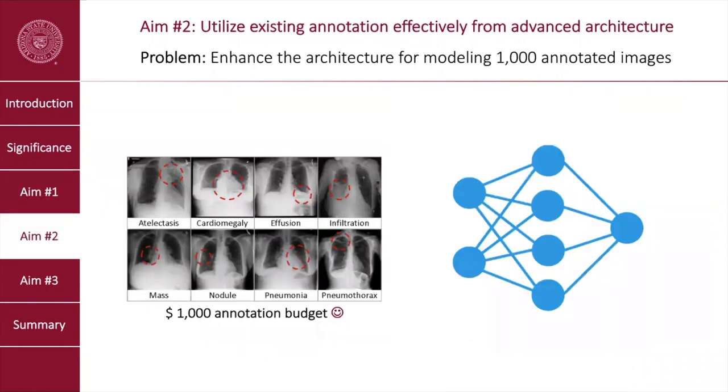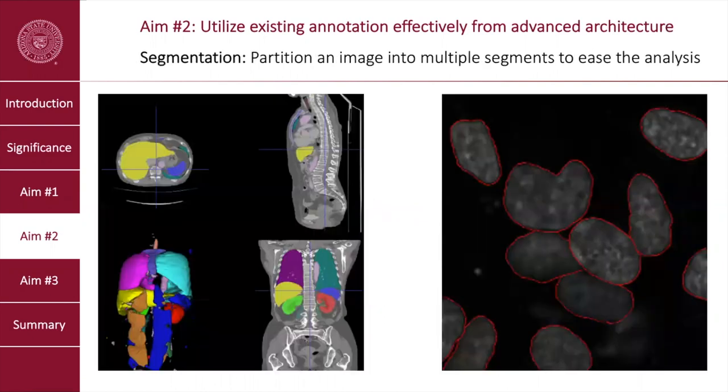After getting a certain amount of annotation, my second aim is to utilize this existing annotation effectively through advanced deep neural network architecture design. It is important because better architecture design can lead to better performance in disease classification, detection, and segmentation. For this aim, we are particularly focused on the image segmentation task that partitions an image into multiple pieces to clearly localize both organs and disease.